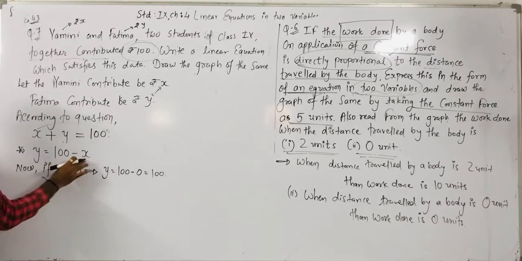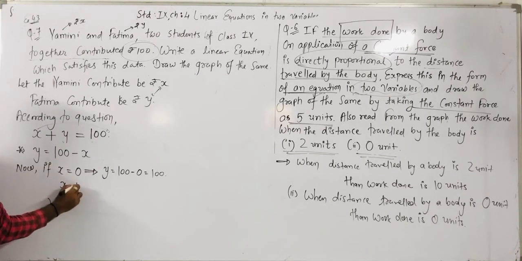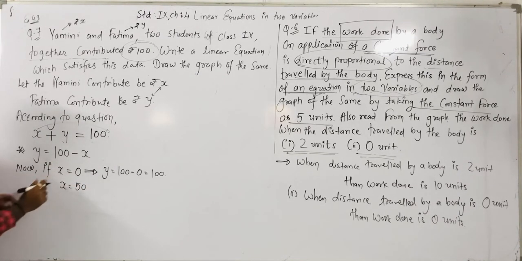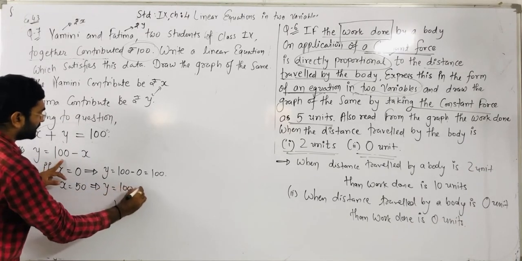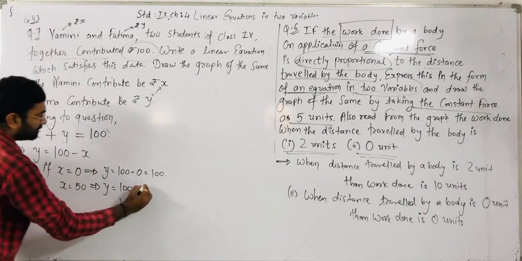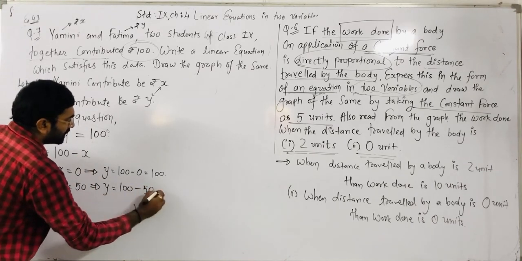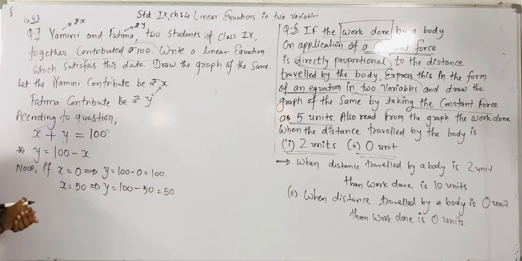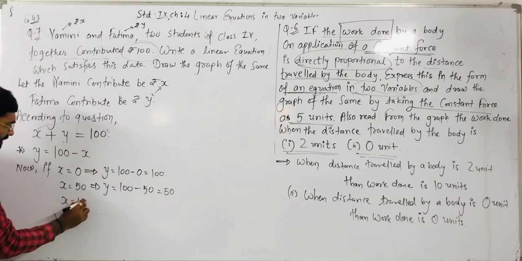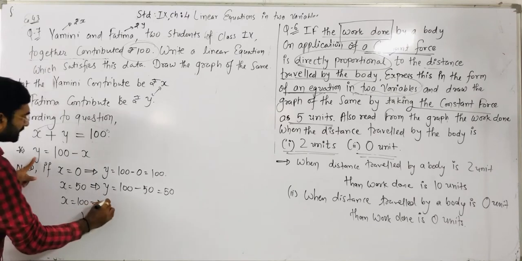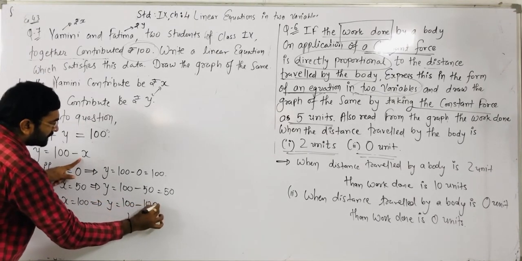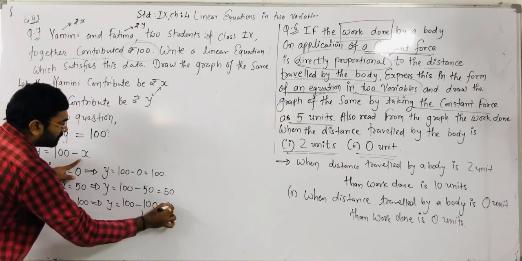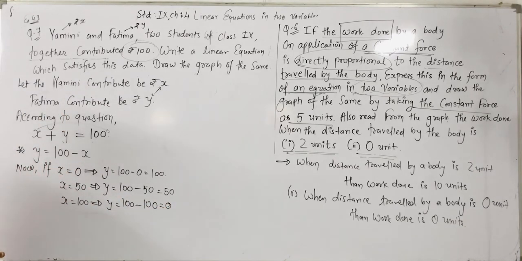Suppose here I take x is equal to 50, right? So in that case y is equal to what? 100 minus x value, I have to put 50. 100 minus 50 is what? We get 50. Okay, suppose I take x is equal to 100. So in that case y is equal to 100 minus 100. 100 minus 100 is what? y is equal to 0.